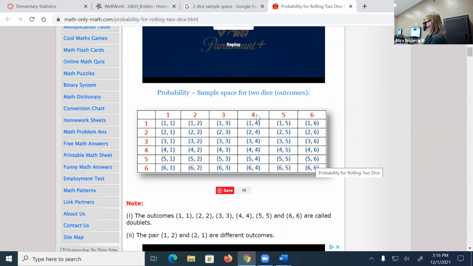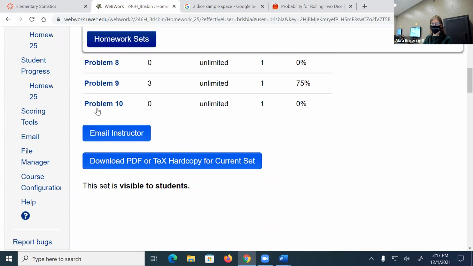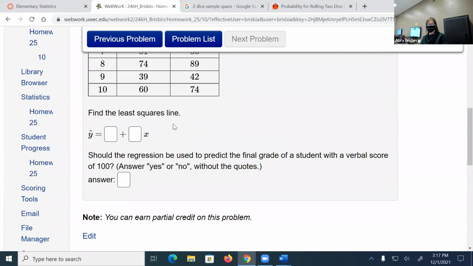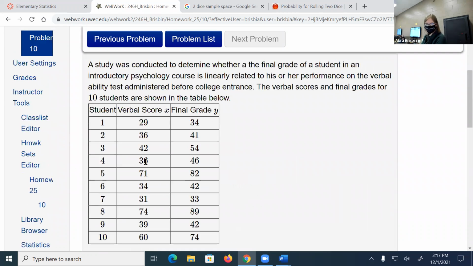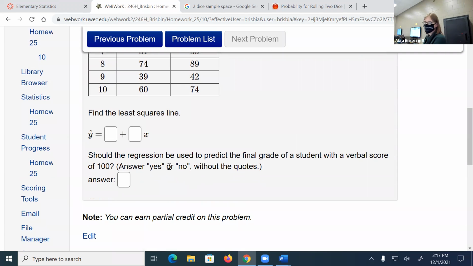All right. Were you raising your hand a moment ago? Yeah, could you go over number 25, problem 10, and the last part of it? Okay, so this is using performance on a verbal ability test to predict the final grade in a psychology course. And here we're deciding whether regression should be used to predict the final grade of a student with a verbal score of 100.